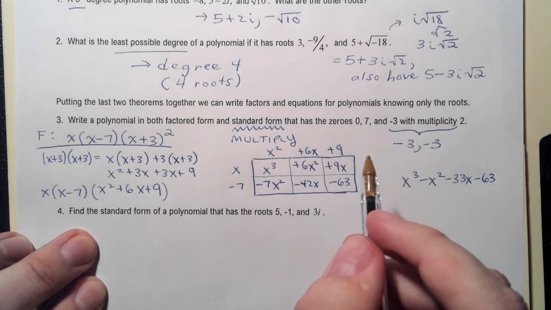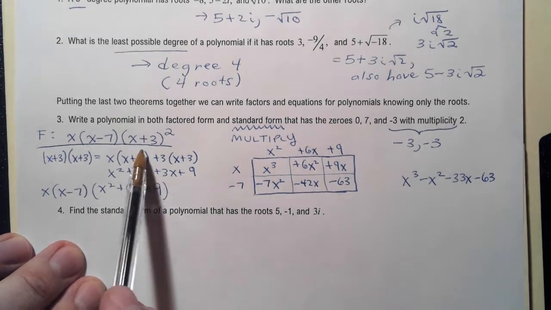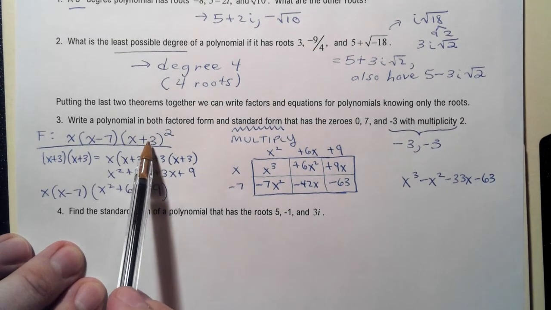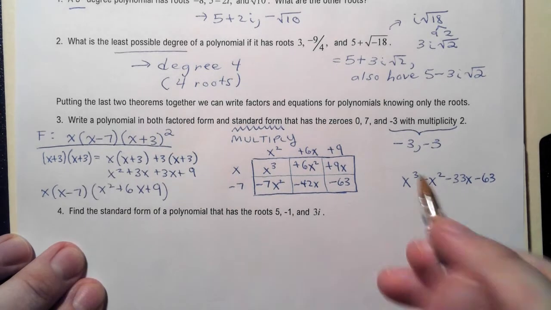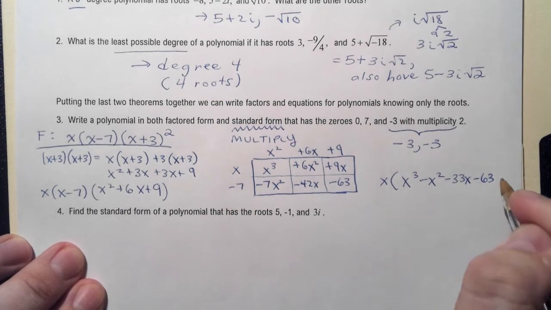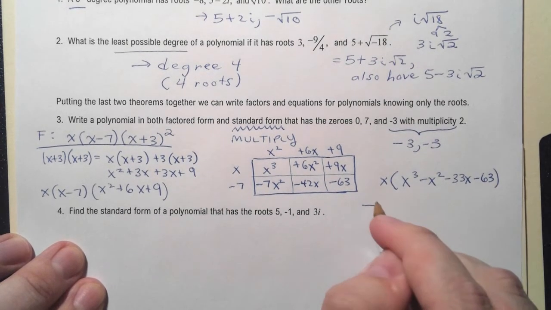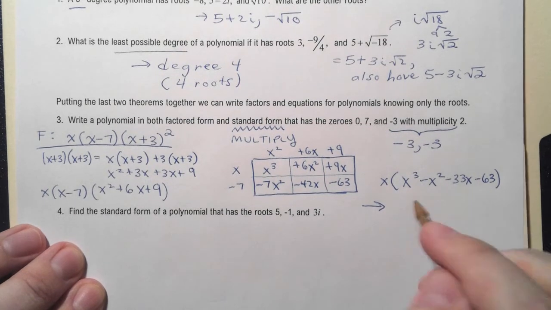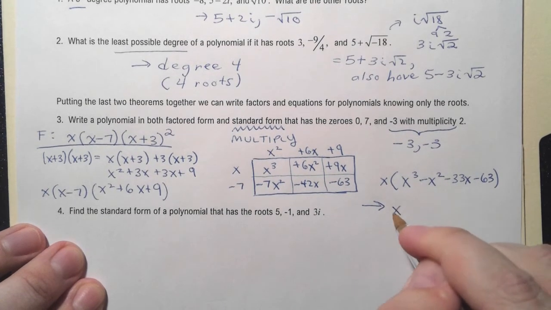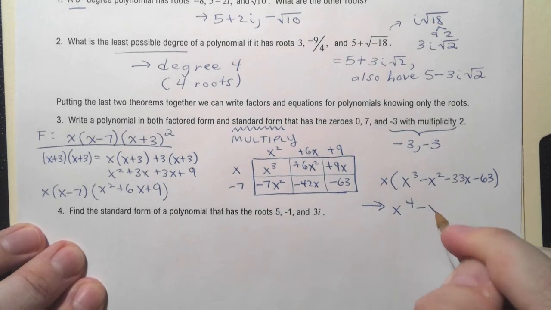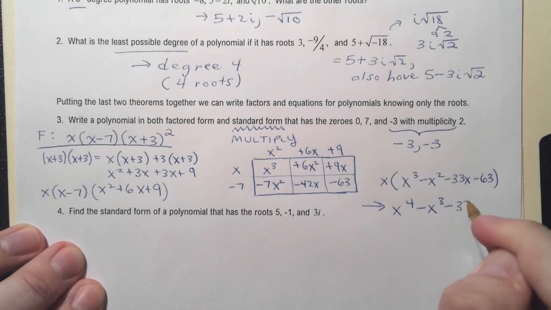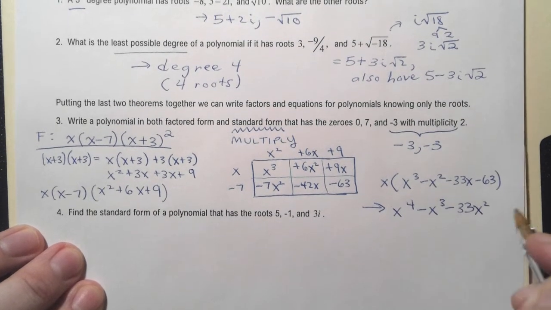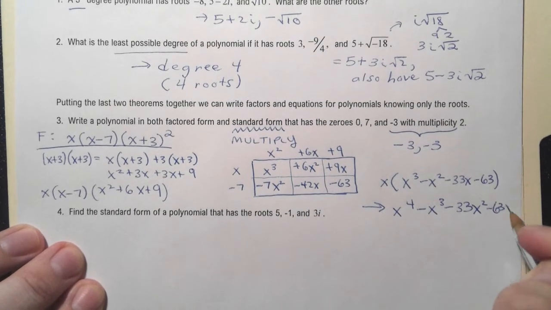But I mustn't forget, what have I done? I first squared x plus 3. I multiplied by x minus 7. I still have an x out there to multiply. So my final answer, after doing that distribution, will be x to the fourth minus x cubed minus 33x squared minus 63x.